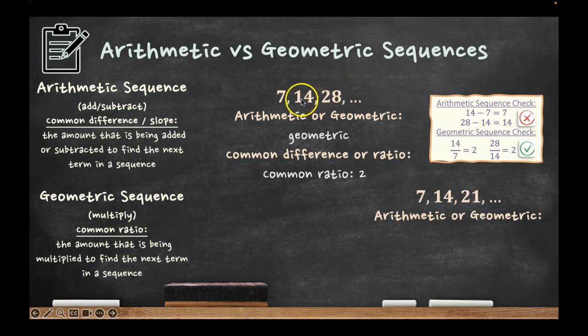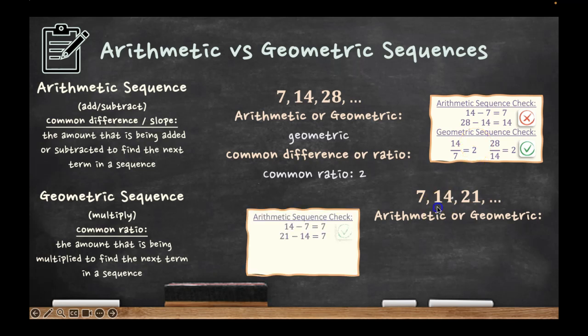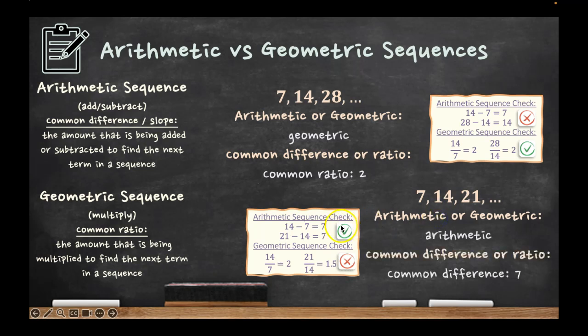But once you take the second divided by the first and the third divided by the second, that's how you check to see if it's geometric. And once we do that here, we get the same value, which tells us that this is a geometric sequence. And that answer that we got, that 2, that's the common ratio. Now, if you look at the example at the bottom here, we did the arithmetic sequence check and notice that it checked out, which means it's an arithmetic sequence. So now the answer that you get for the arithmetic sequence is your slope, or your common difference.